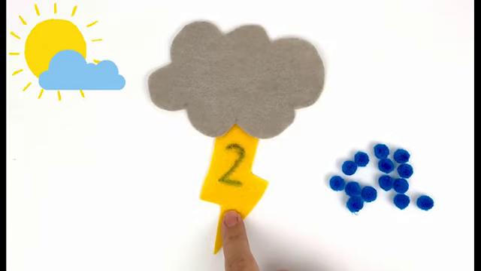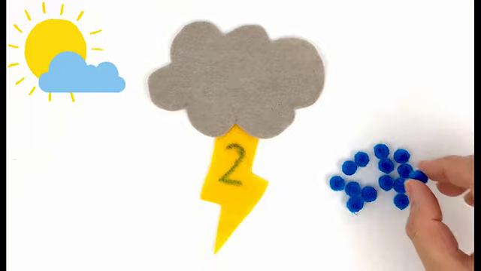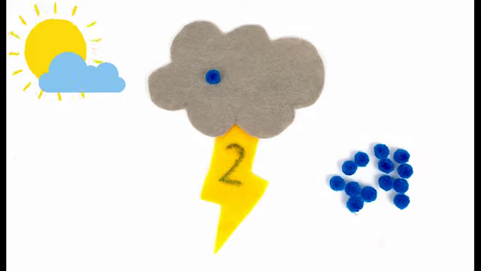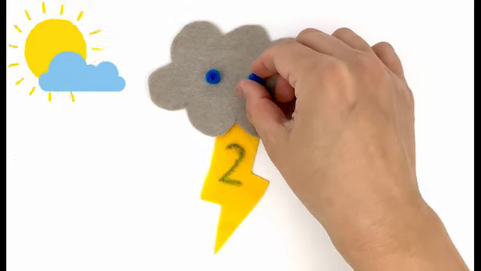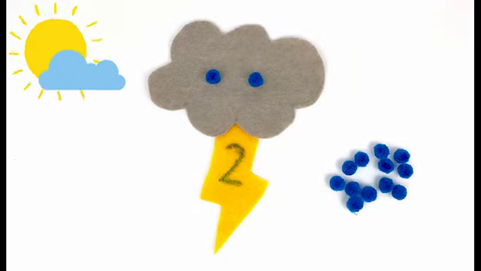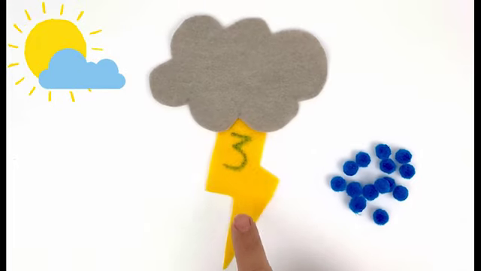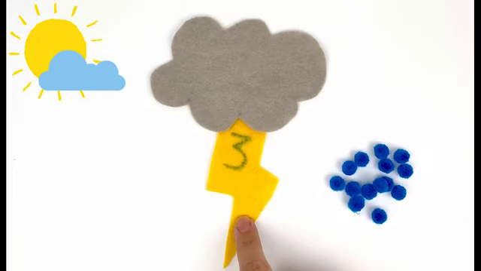Next, we have number 2 on the thunder. So, let's put 2 raindrops on the cloud. 1, 2. 2 raindrops. Then we have number 3 on the yellow thunder.